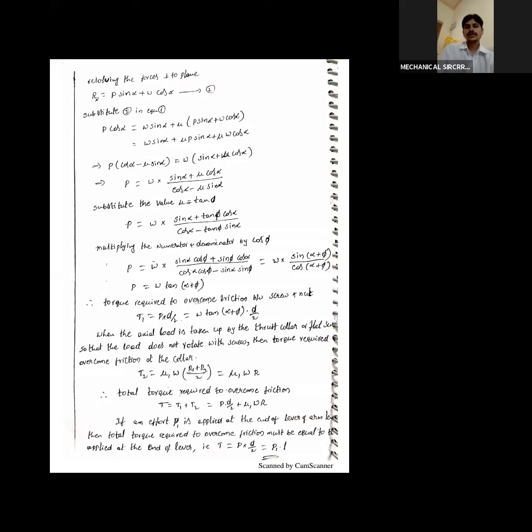So all of you observe. Today another related derivation is there, that is the torque required to lower the load by the screw jack. That is also similar to this one.